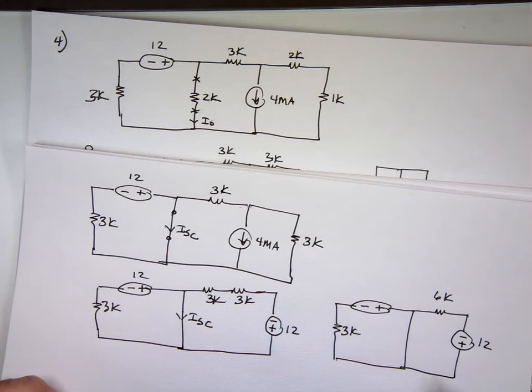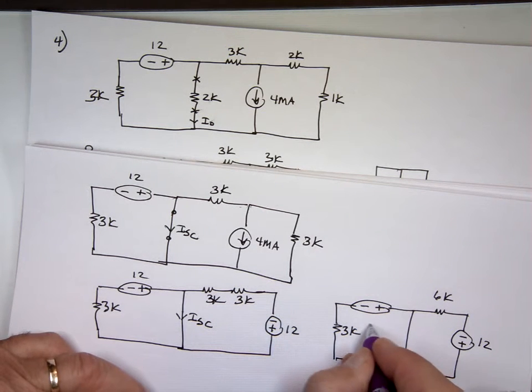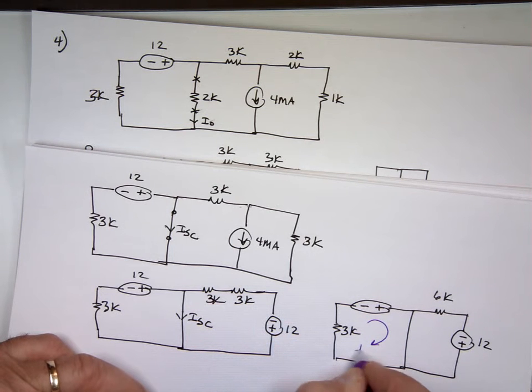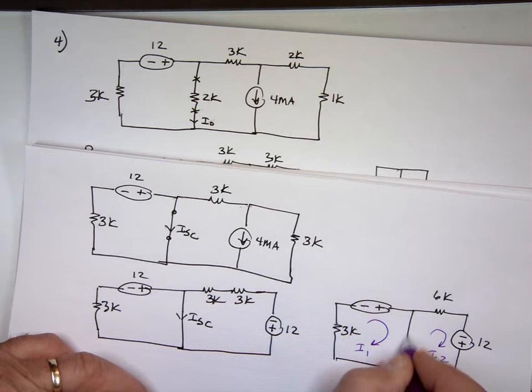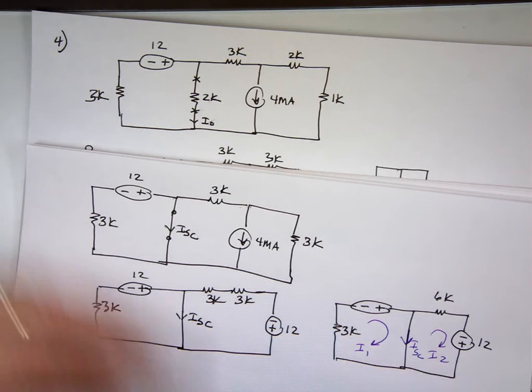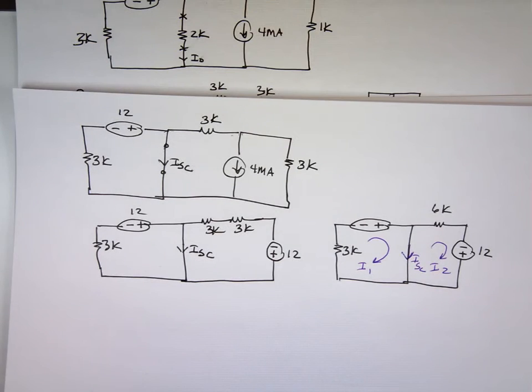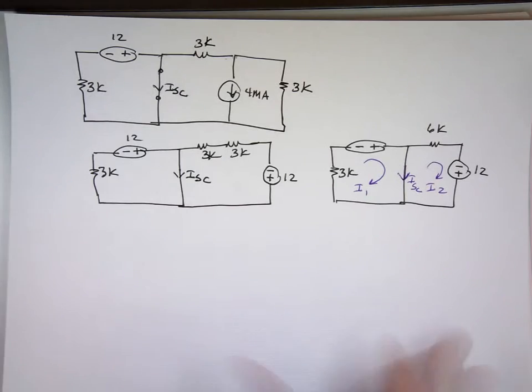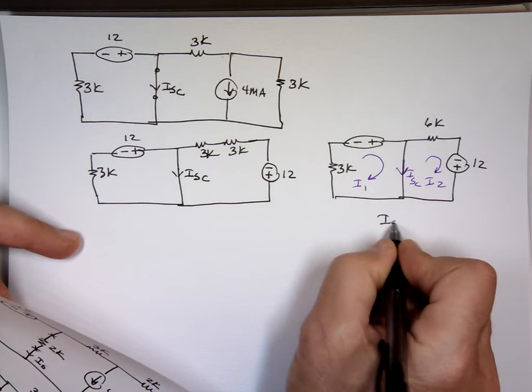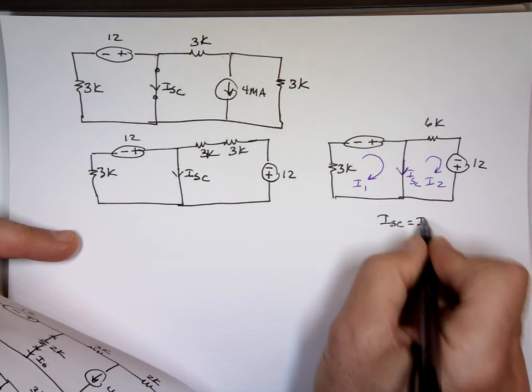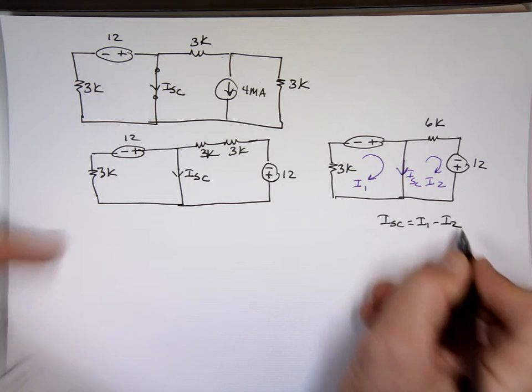And if I do a KCL, I don't even need a calculator for this. Let me define current going through this one. That's I sub 1, I sub 2, and I'm defining I short circuit as this current. Which, if you look at it, what's I short circuit equal to? Yep. So if I know these two, I'm done.